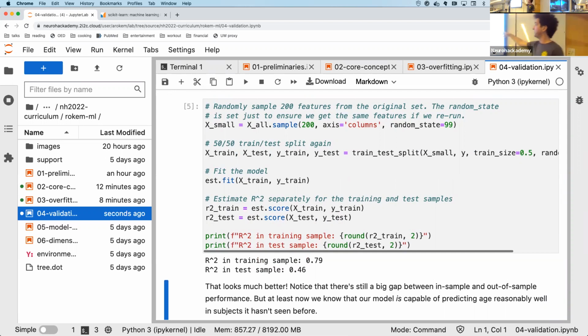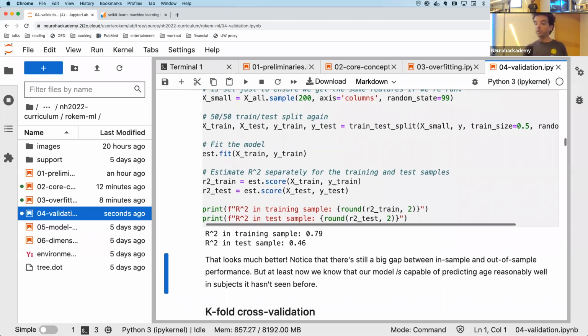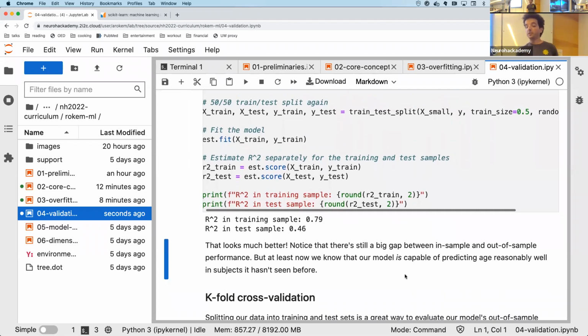There's still a gap between the in-sample, which is very high here, almost 0.8, and the out-of-sample, 0.46. But the model is capable of predicting age reasonably well in subjects that it's never seen before, just based on their brain structure. It's pretty remarkable.